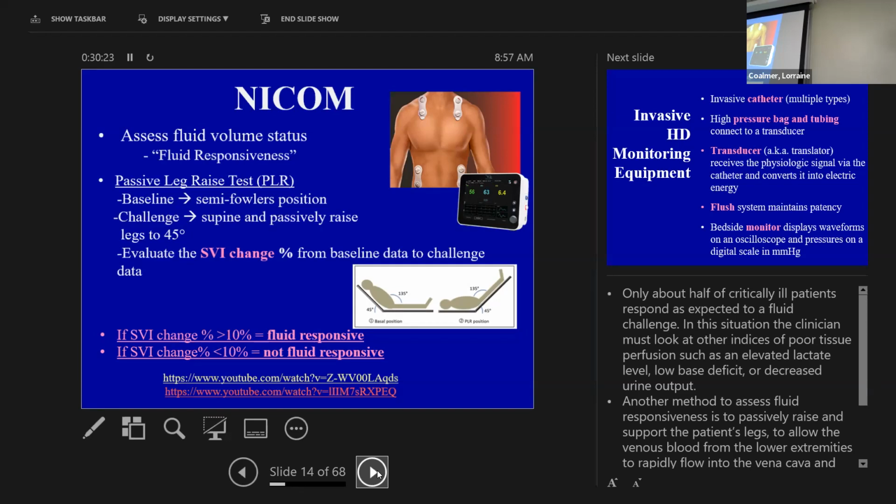Everybody got that? So let's say I start with a stroke volume of, let's go 50. I'll make it easy. Stroke volume, it wouldn't be, it'd be lower, right? Because of volume. So let's say I have a stroke volume of 50. 10% of 50 is 5, right? That makes sense. Did I do my math right? You know, I don't teach math. Okay. So if my stroke volume changes from 50 to 55, they're fluid responsive. Do you guys get that? Because it's 10%. If my stroke volume goes from 50 to 51, there's no change. Do you guys see that?